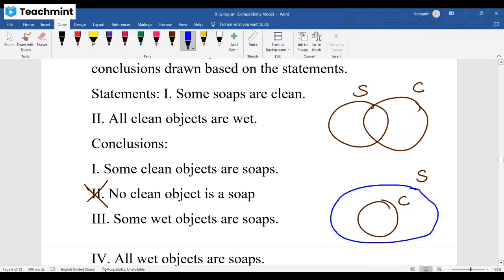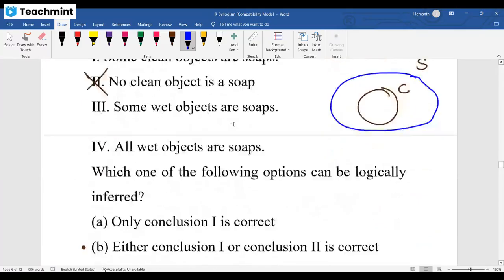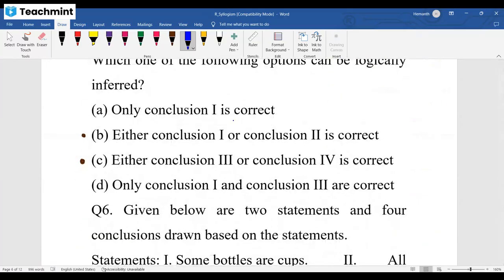Clean and soap are connected. So the second one obviously failed, then it won't come under either-or. The second one should be true in at least one diagram, then only it is either-or. If the second one is always false, then it's not either-or. What is the second point of either-or?